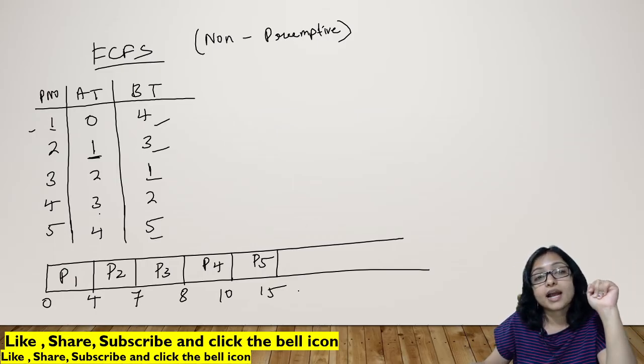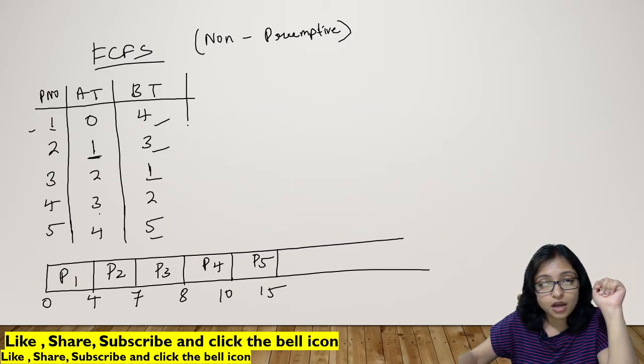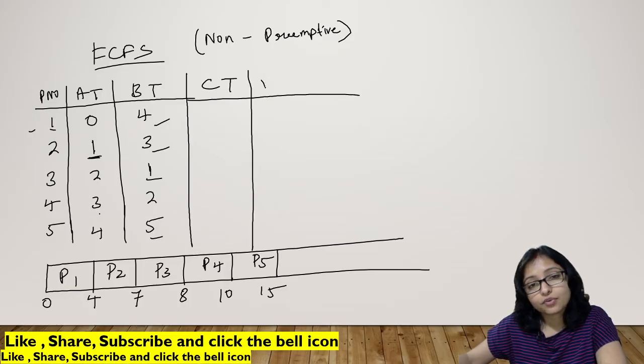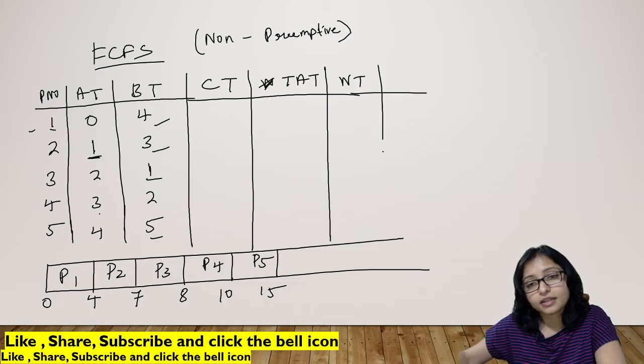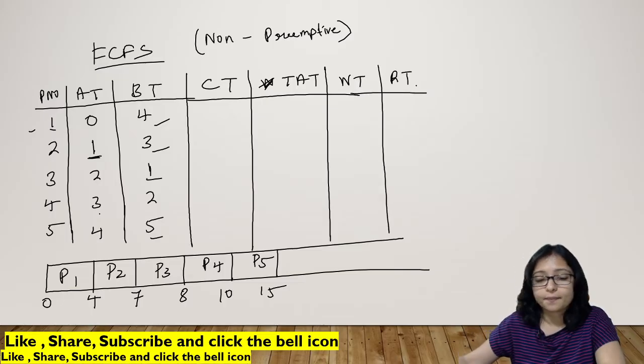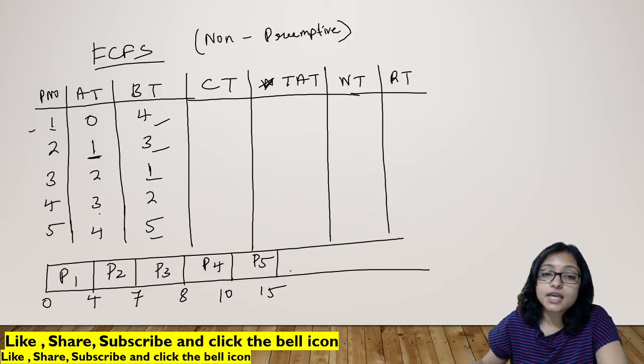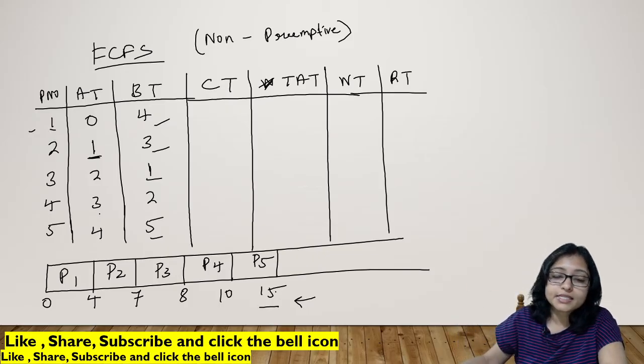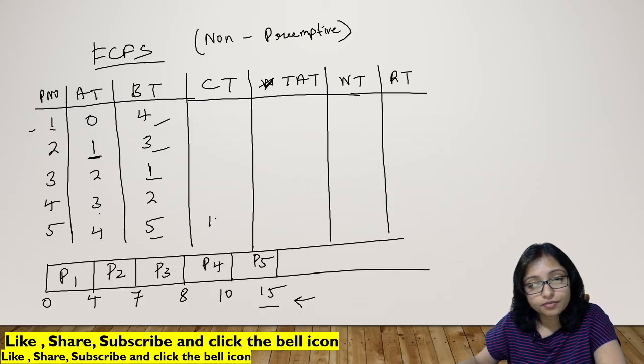Now after doing that, you have to fill this table. How to fill the table? Here you have to fill the completion time, then turnaround time, then waiting time, and finally response time. Completion time is always filled from the back side, that is better. So completion time of P5 is 15. Just put it here, 15.